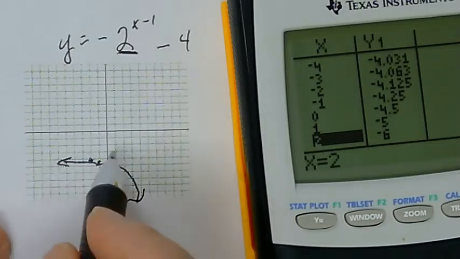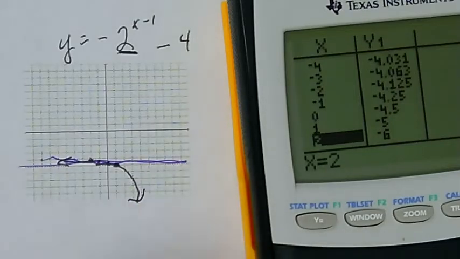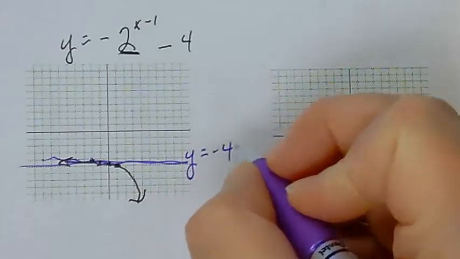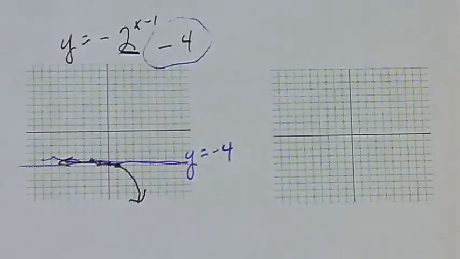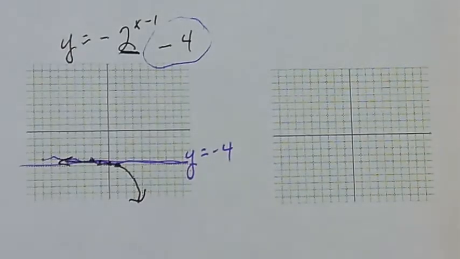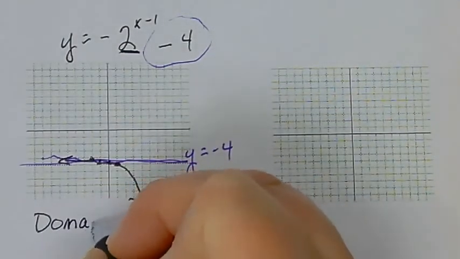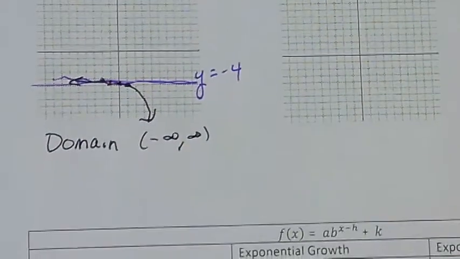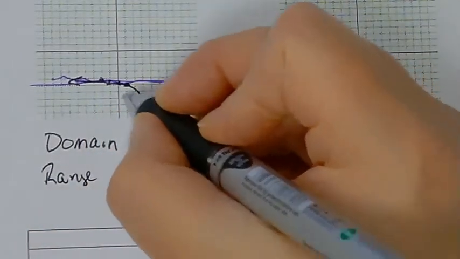So this thing is approaching this line right here, this horizontal line. So my asymptote is at y equals -4. And you're going to discover that whatever this number is going to help you determine your asymptote. That's the line that this graph approaches but never touches. So y equals -4. Notice that the domain is -infinity to infinity, and it's been that way on every single exponential graph. The range is the smallest to the biggest.